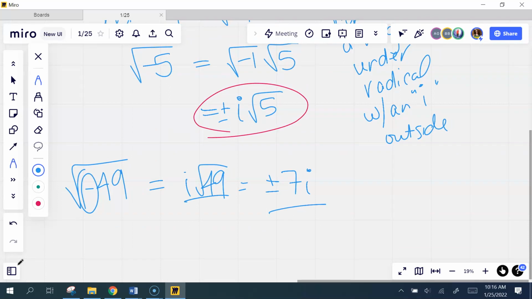Yes, ma'am. Because whenever you take a square root, if I had the square root of 25, that could be 5 or -5, because -5 times -5 is positive 25 and positive 5 times positive 5 is also 25. So it gives you two solutions every time. Other questions so far?